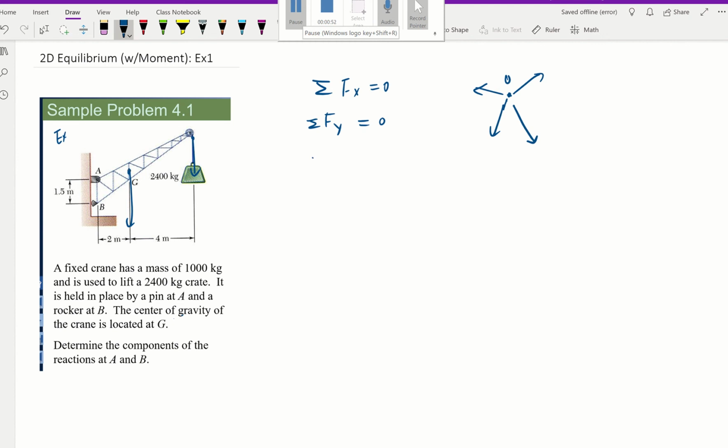So for that situation, we're going to add our third equation. We're going to have to do moment, and here we're going to do moment about any point. Because if you randomly choose a point, and the sum of the moments equals 0, then we know it's at equilibrium. So the moment at any point has to be equal to 0. Those are our three equations to solve the equilibrium problem.